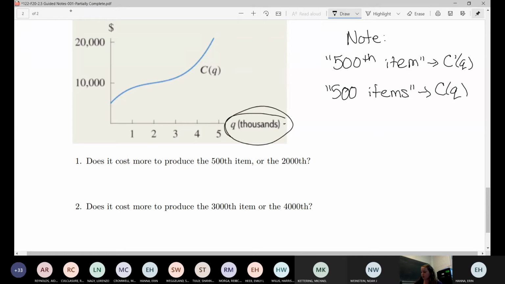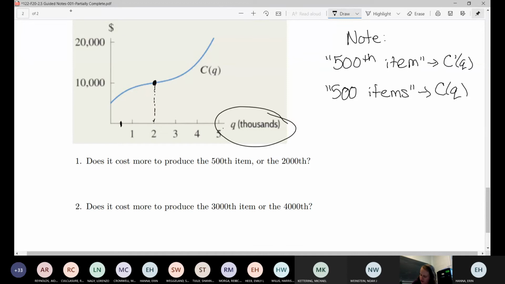Now, note that the Q values on the Q axis are in thousands. So the 500th is actually going to be around 0.5, and then the 2000th will be around 2. Now, as I said in the last example, you want to look at the one before it. In this case, it's a little wonky because this is given in thousands. So say I look at the 2000th item. The 2000th item would be right here. If I want to look at the one before it, I don't go back to 1, because that would be a difference of 1,000 to 2,000, which is not a difference of just one item.